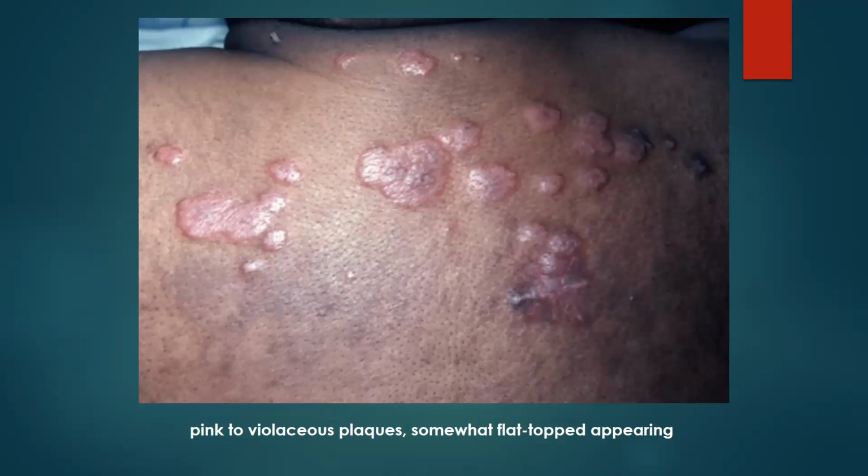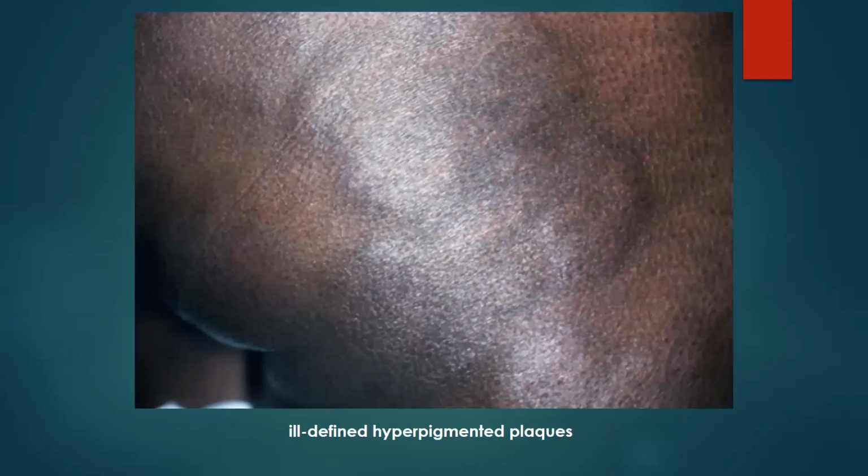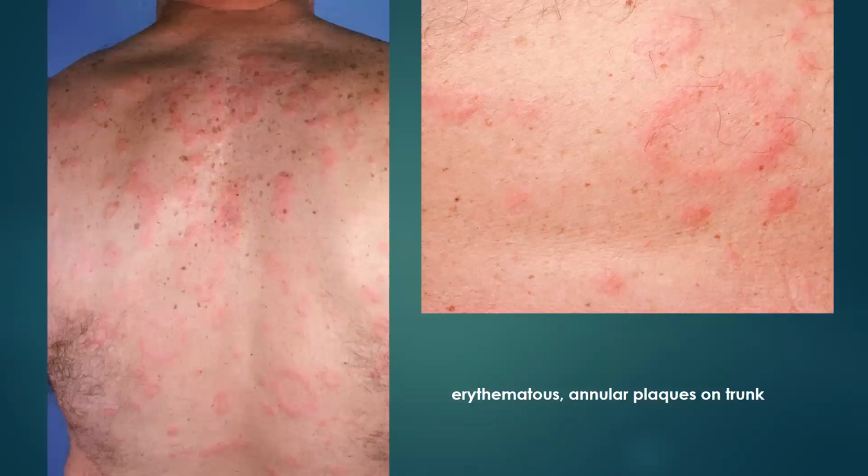Here's an overview picture of what these lesions can look like on the trunk. They can be ill-defined, subcutaneous, hyperpigmented plaques, very non-specific. And then here are pink annular-appearing lesions. Like I said, depending on the skin type, the color will differ significantly: pink and red in lighter skin types, and violaceous in darker skin types. This could very easily be misdiagnosed as a widespread tinea corporis or a granuloma annulare or something like that.